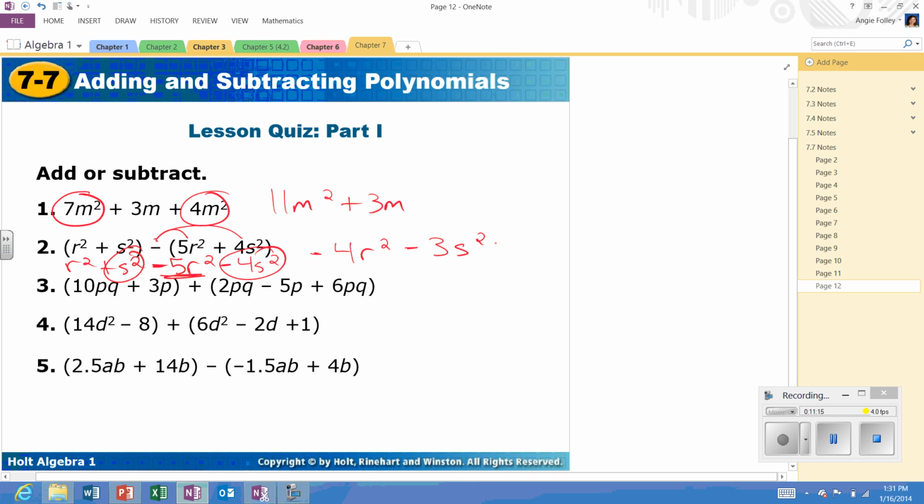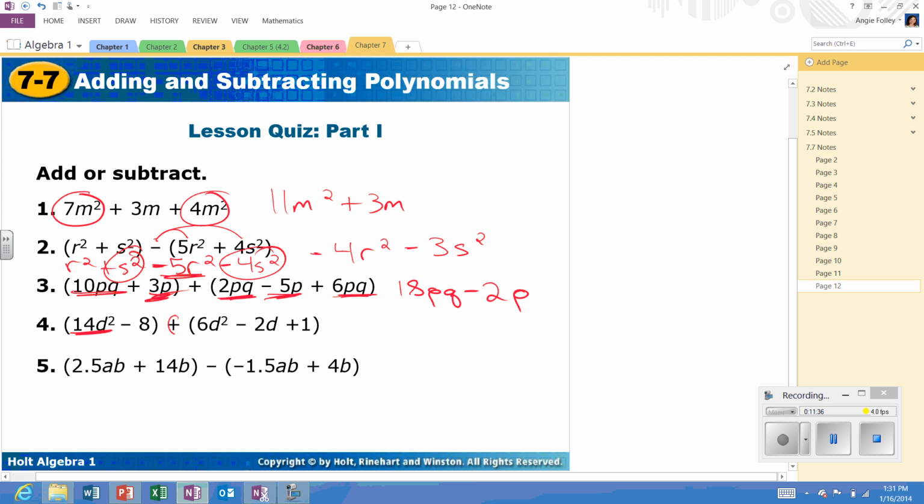Okay, I'm just adding, so I have 2pq here, 6pq, and 10pq. So all of that together becomes 18pq. And then I have a 3p and a minus 3p, or 5p, so positive 3p minus 5p becomes a negative 2p.